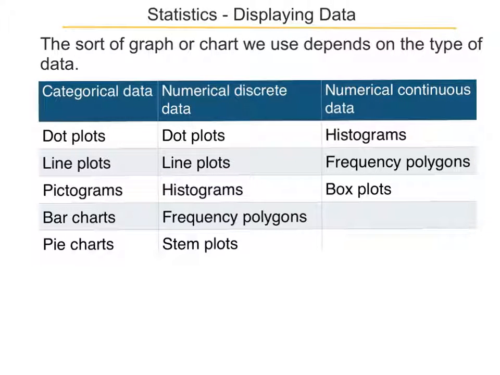Displaying data as a graph is a great way of being able to see trends that happen across the data and looking for things that stick out or don't stick out. The type of chart or graph that we use will depend on the sort of data we have.